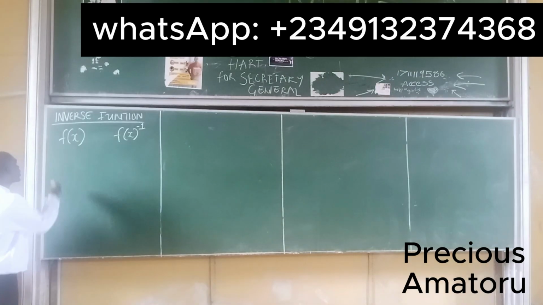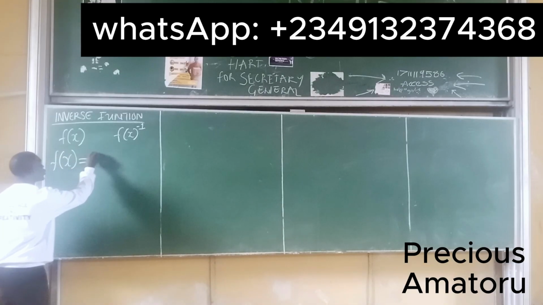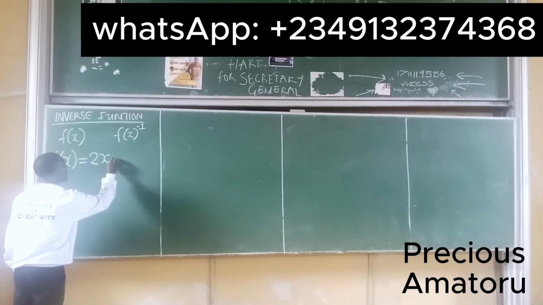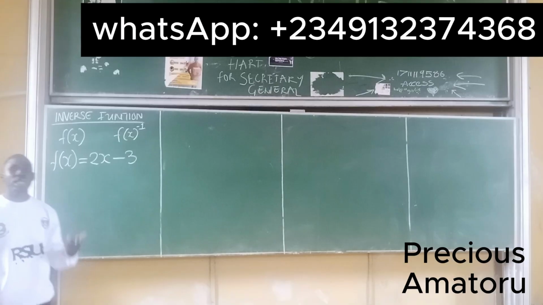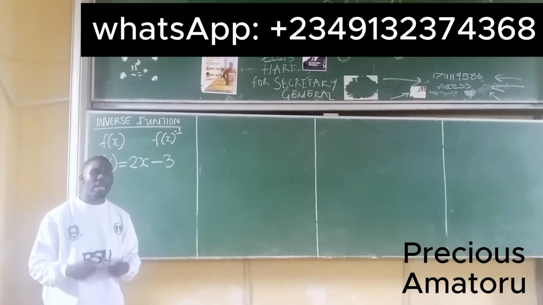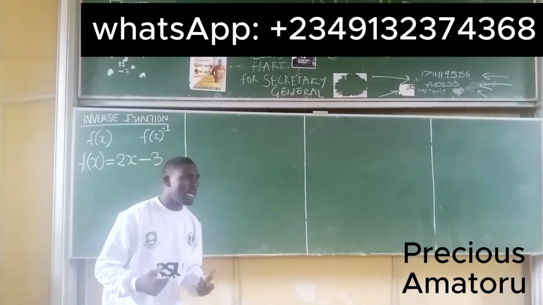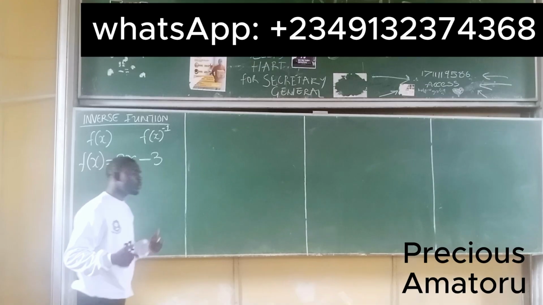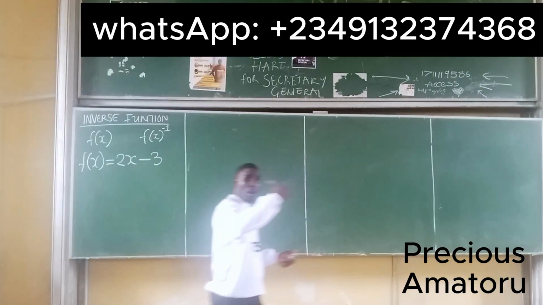So, let's say we are given a function f(x) is equal to 2x minus, let's say, 3. Now, how do we get the inverse of this function? Let me give a quick explanation. If I'm going forward, the inverse of it is that I'll be going backward.